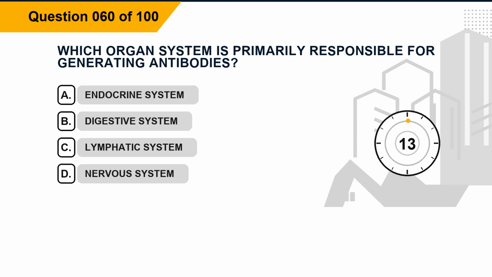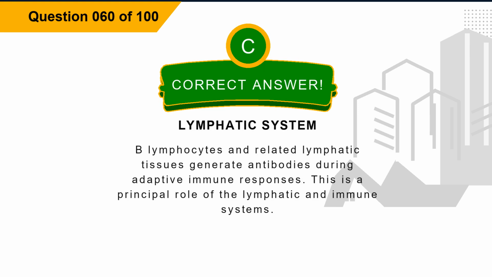posterior. Question 60. Which organ system is primarily responsible for generating antibodies? Option A, endocrine system. Option B, digestive system. Option C, lymphatic system. Option D, nervous system. The correct answer is option C, lymphatic system. Explanation. B lymphocytes and related lymphatic tissues generate antibodies during adaptive immune responses. This is a principal role of the lymphatic and immune systems.